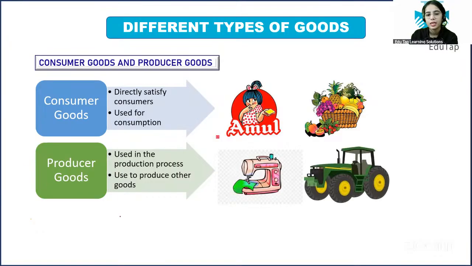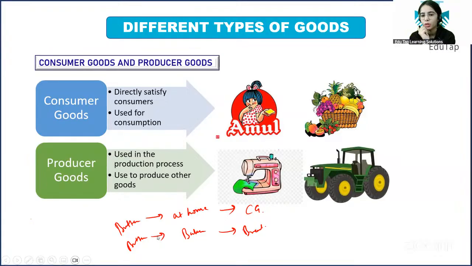Now let's say the butter that you are using at home for yourself. So this is what, producer good or consumer good? This is a consumer good. But let's say the butter used by a bakery to produce bread. So this butter, is it a producer good or consumer good? This is a producer good because the butter is used by a bakery to produce bread. So the butter is used in the production process. So it is a producer good.